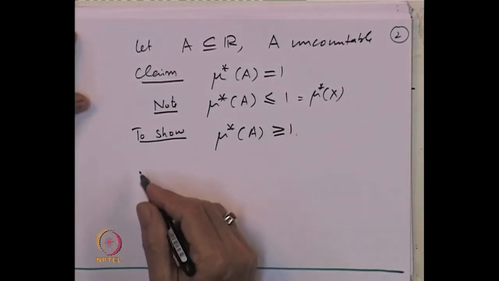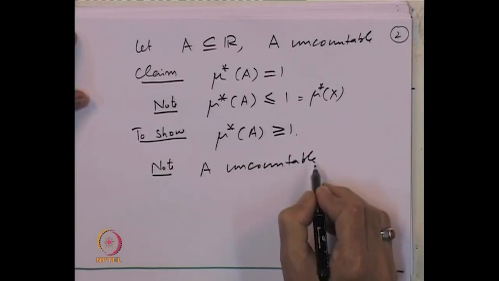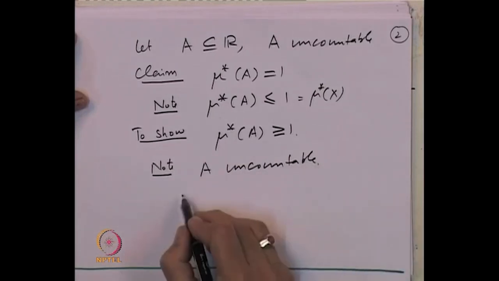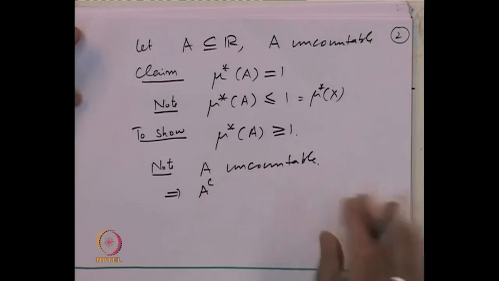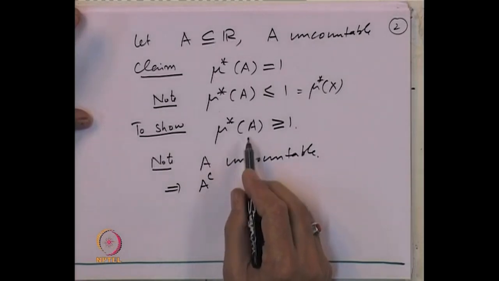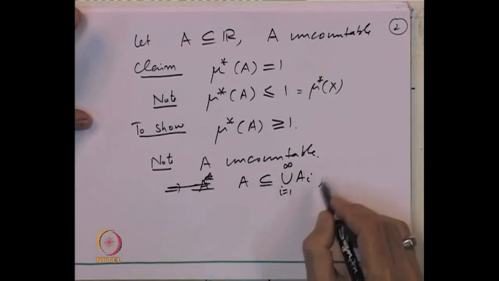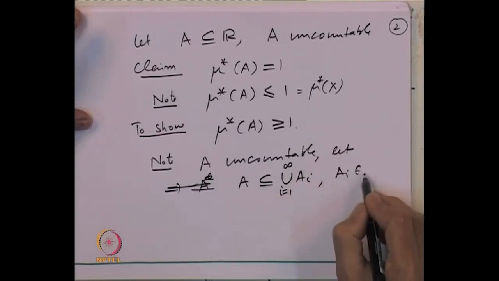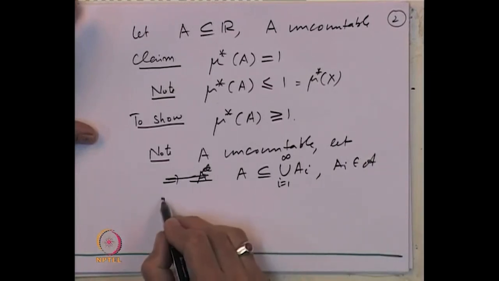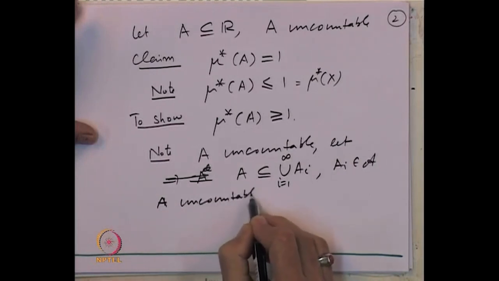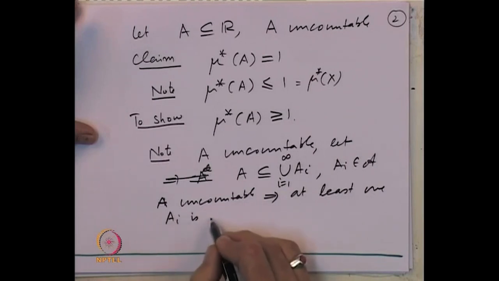Okay? Now, let us note A is uncountable. If A is uncountable, let us take a covering of A by A_i, i equal to 1 to infinity, where the A_i's belong to the algebra A. Right? Now, note in this covering, A uncountable implies at least one of these A_i's is uncountable.